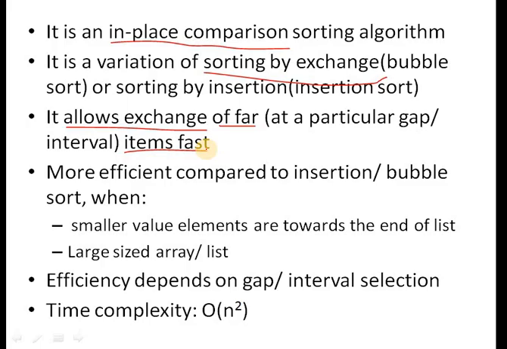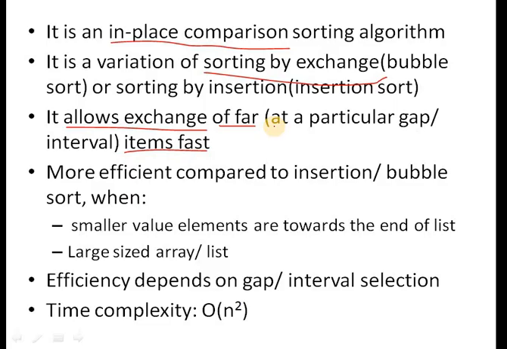Bubble sort compares an element with the adjacent element. In insertion sort, the picked element is compared with all the elements in the sorted list on the left-hand side; again, adjacent elements are compared. In selection sort also we are comparing elements in some order. Here it allows comparison of far items faster at a particular gap. It leaves some gap, takes the element from the far-off position and compares.